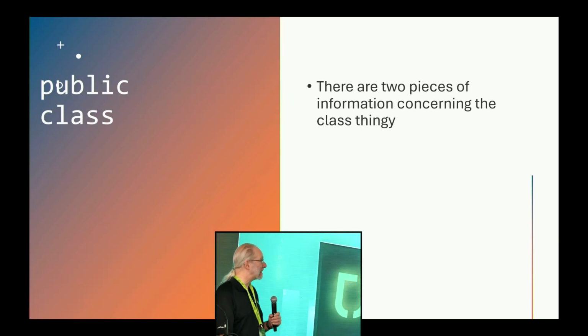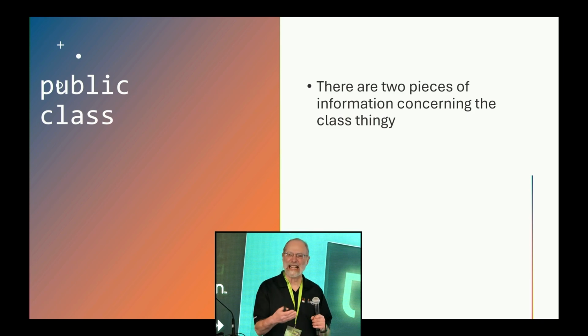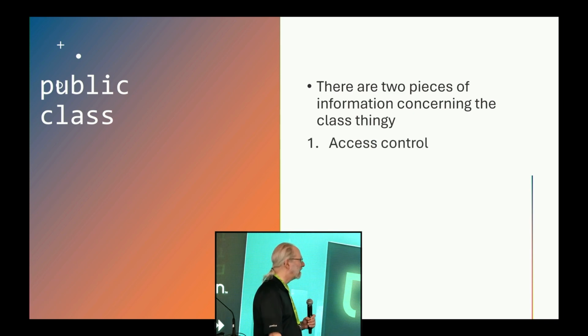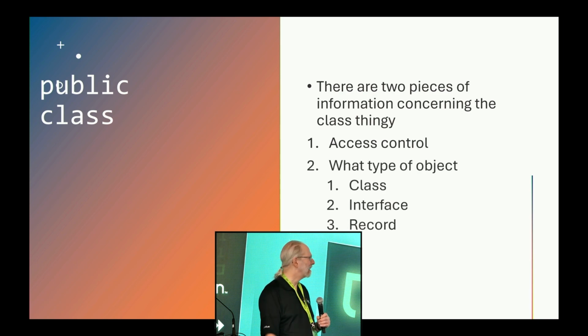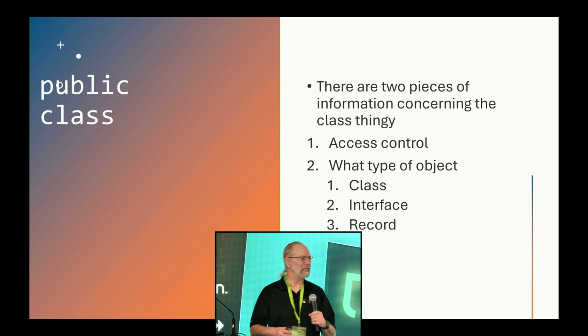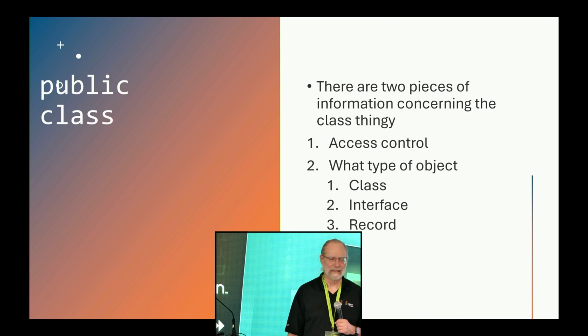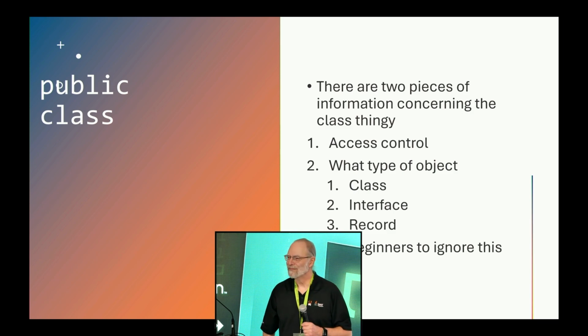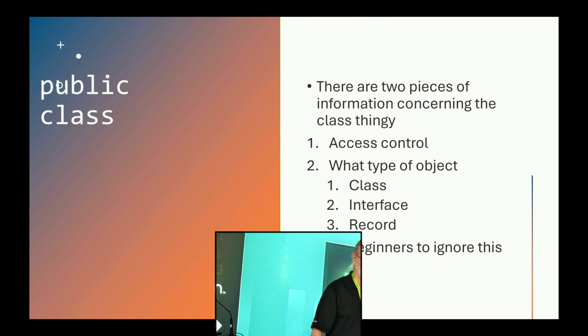So public class, that has to do with that class thingy, right? That you're telling your students to deal with. Access control, that sounds ominous. What type of object? Wait a minute, there's more than one, right? There's a class, there's an interface, there's a record. I've probably left out some. There's probably somebody inventing one right now. And so I would find myself in a classroom telling the students, just ignore that. We'll get to it. Eventually, you'll learn what that's about.